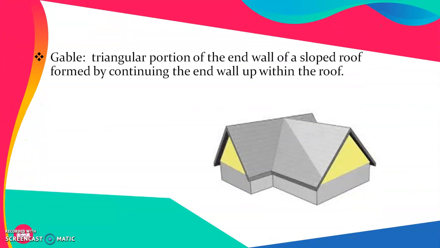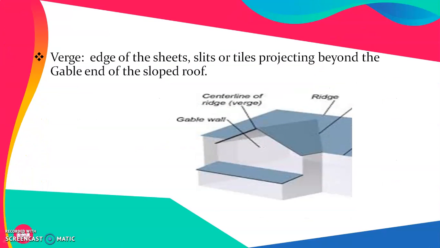Gable, the triangular portion of the end wall of a sloped roof formed by continuing the end of the wall up within the roof. So this yellow part represents the gable. Verge, the edge of the sheets, slates or tiles projecting beyond the gable end, is called verge. So here you will find that this particular roofing is projecting beyond this particular wall. So this is called verge.